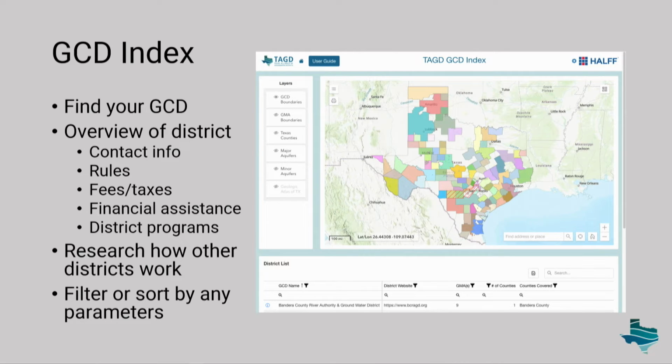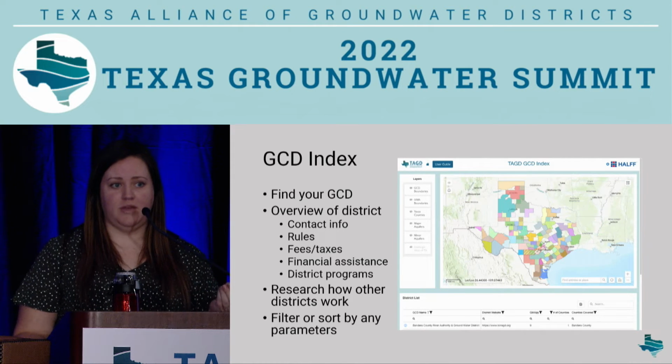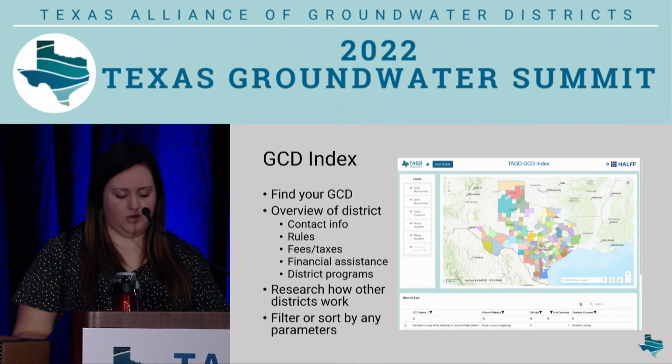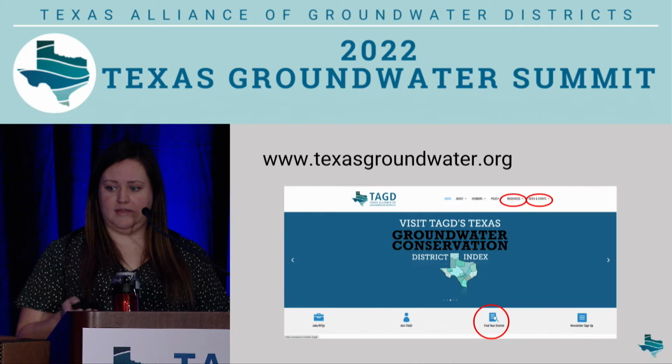Right now, this is a screenshot of what it looks like. You can click around to find your GCD. You can see an overview of the districts. You can research how other districts work, which I think is a really valuable tool. And you can filter or sort by a lot of different parameters. We only had a few parameters that you could really sort by last time. Now it's more comprehensive. I will walk through a couple of those really quickly.